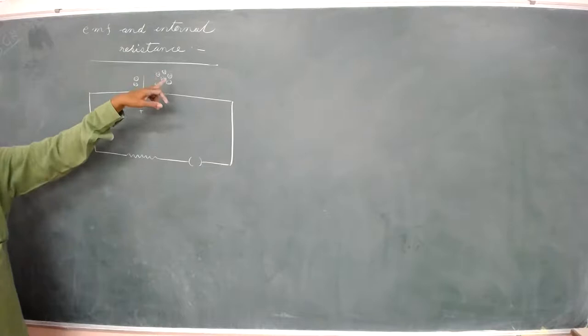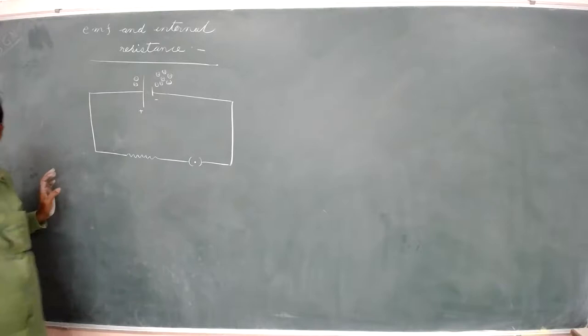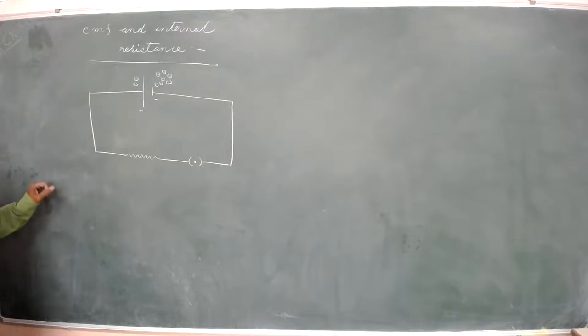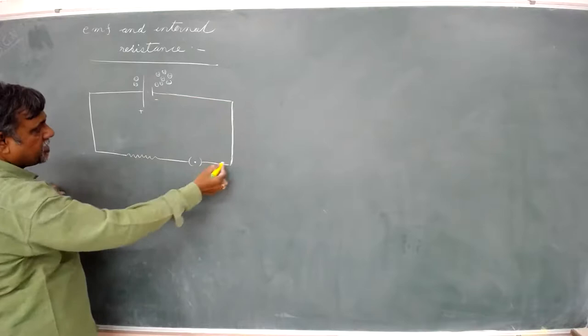Less number of electrons at the positive terminal. The moment you switch on, what is the nature of electrons? The electrons will try to go from more number to less number. The flow will keep on taking place till the number becomes equal. In that way, this electron is moving like this, like this, like this. The electron will come here.